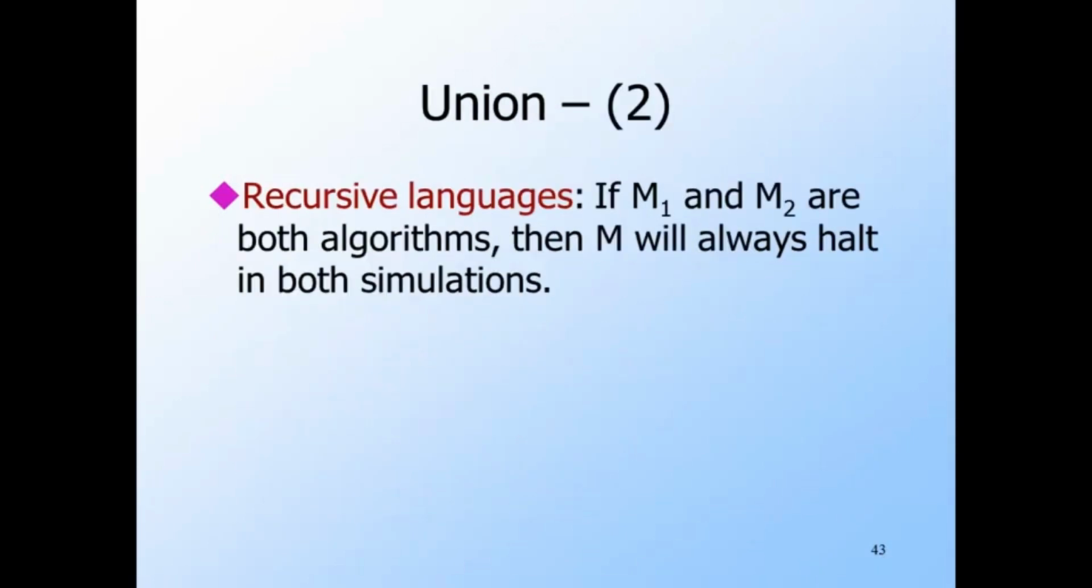To show that the recursive languages are closed under union, observe that both M1 and M2 will eventually halt whether or not they accept. M will accept if either does, but if neither accepts, then M will eventually halt without accepting, so M is also an algorithm.